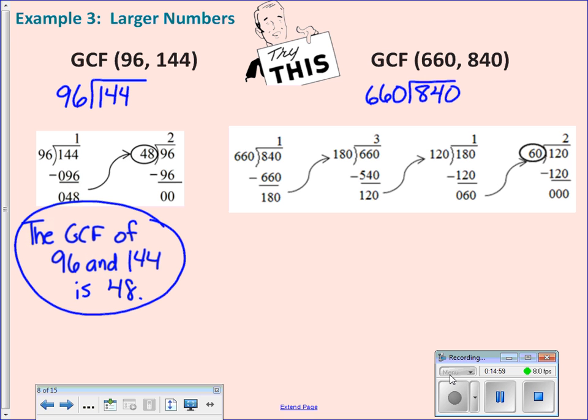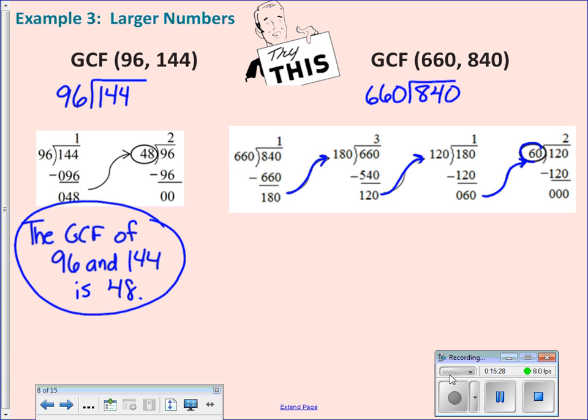Being neat and organized, as always, is very important. So when you first divide by 1, your remainder is 180. Your remainder becomes your divisor. Your divisor became your dividend. And then just keep repeating.